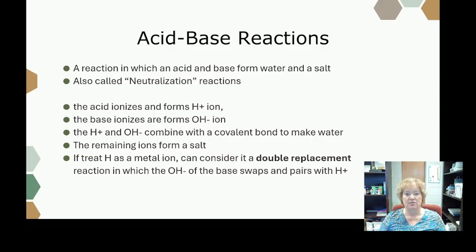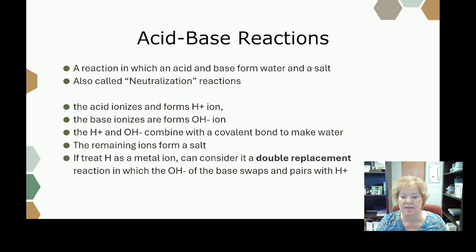Okay, so acid-base reaction. I take an acid, I take a base, and it's going to form a water and a salt. That's kind of my operational definition. When you react an acid and a base, it's going to make a water and a salt. We also call these neutralization reactions, and what's happening is the acid forms H+ ions, the base forms hydroxide ions, and an H+ ion and a hydroxide ion can combine together, form a covalent bond, and make water. I'll still have 2 ions left that were originally the anion of the acid and the cation of the base, and they will form the salt.